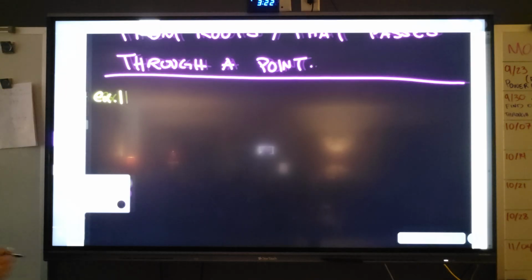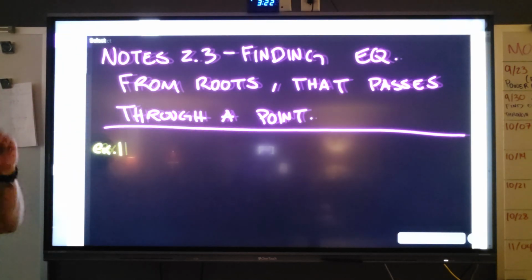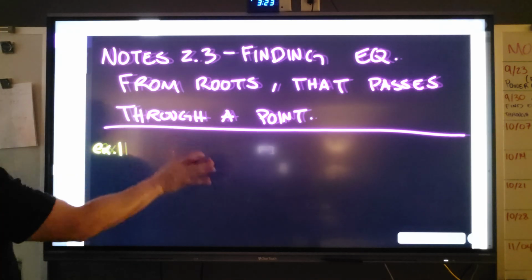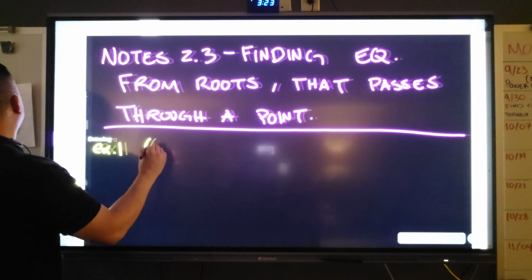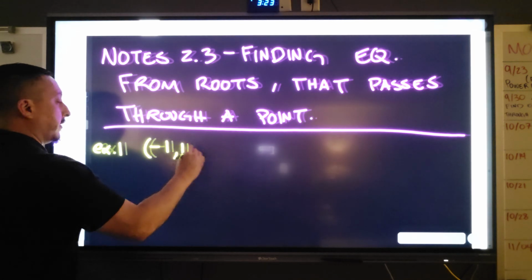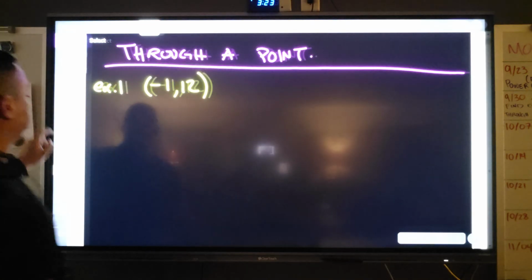Example 1. So the instructions would read the same as this. Find the equation for the roots from the graph that pass through this point. So instead of writing that all over, I'm just going to give you the point. The point for this one will be -1, 12. Okay, we want it to pass through that point. And then here's the graph.